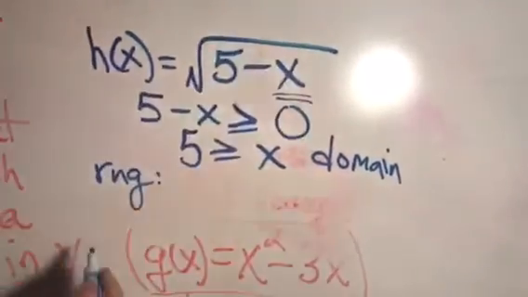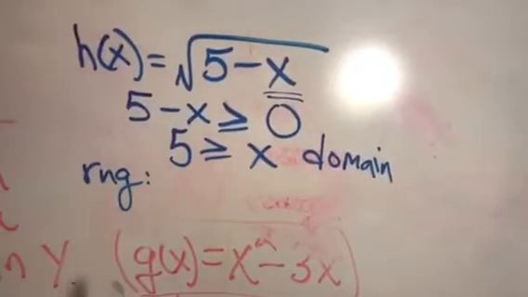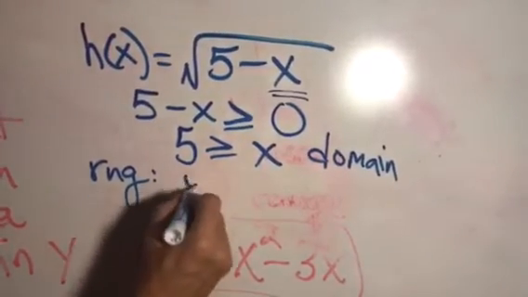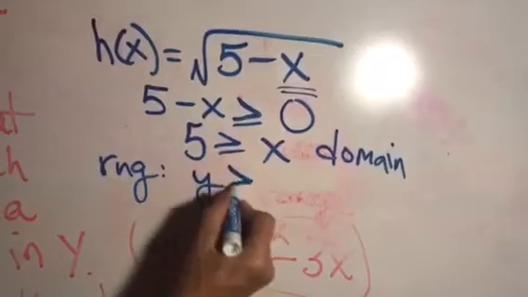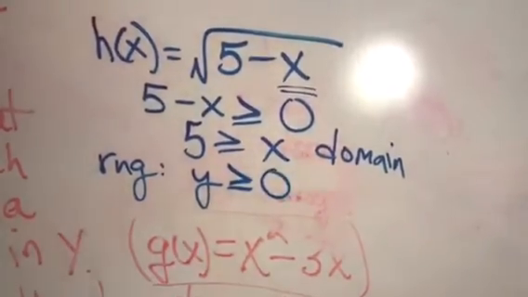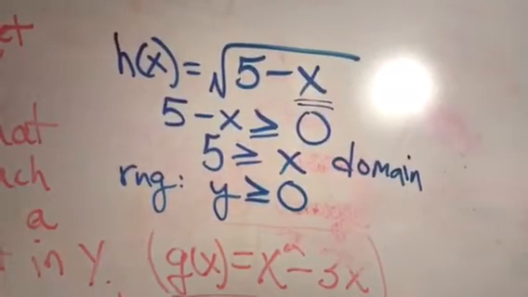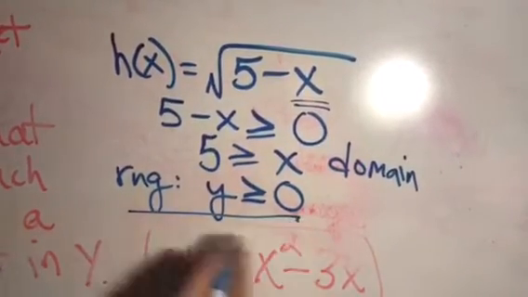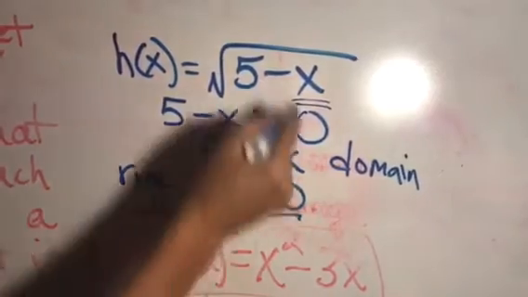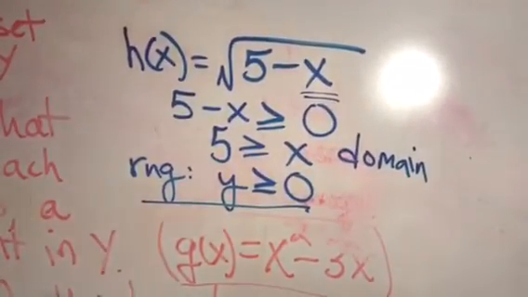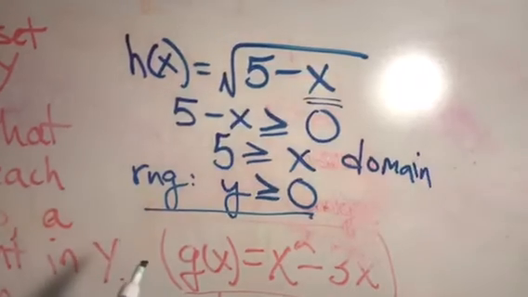Now, as far as the range goes, you notice that it's the positive square root. So it's going to be everything that's above the x-axis. So y, or your h of x, has to be greater than or equal to 0. Now we'll look later on at the graphs of these, and sometimes it's easier to tell the range with a graph. But for now, we're just going to look at the function itself and determine those two things.